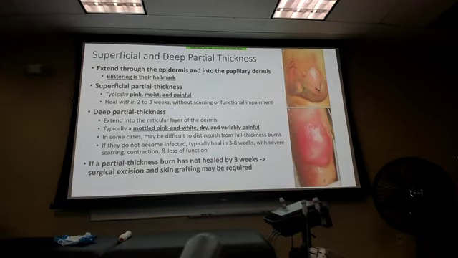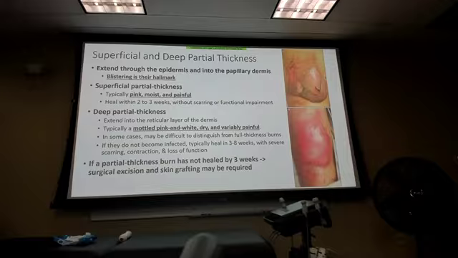So superficial and partial, this is kind of the hardest because it is 2 thicknesses in 1 degree, okay? So you have, through the epidermis and into the papillary dermis, so blistering is their hallmark. So once you have blistering, now you know you're at least in a superficial and or deep partial, okay? When it's superficial though, it is pink, moist, very painful, okay? You'll have the blistering, but it'll be more pink. You won't have any white in it at all, okay? It'll blanch, it'll be probably the most painful out of all of these, okay?